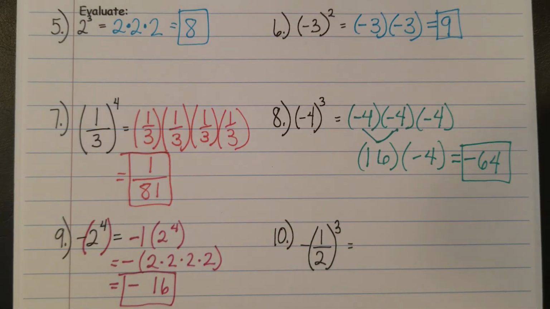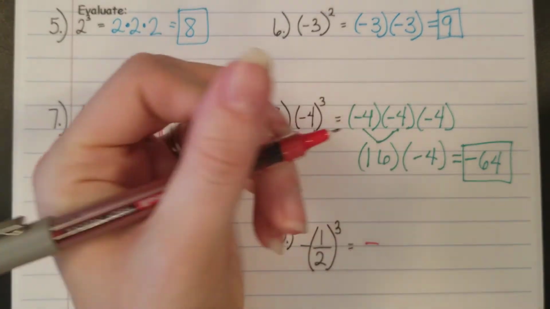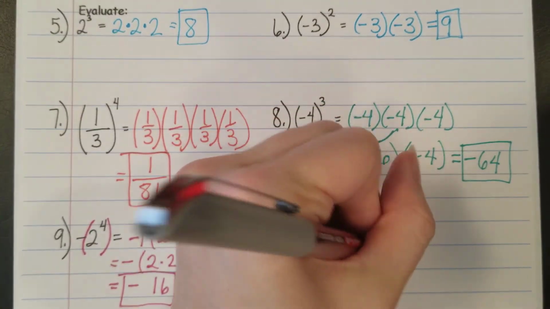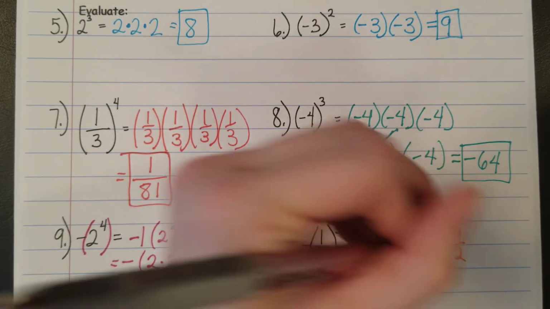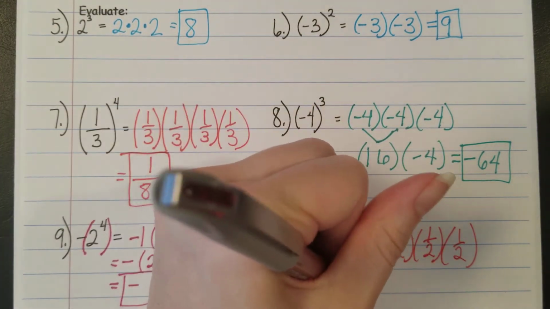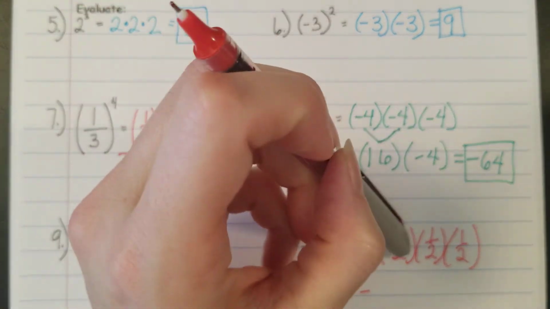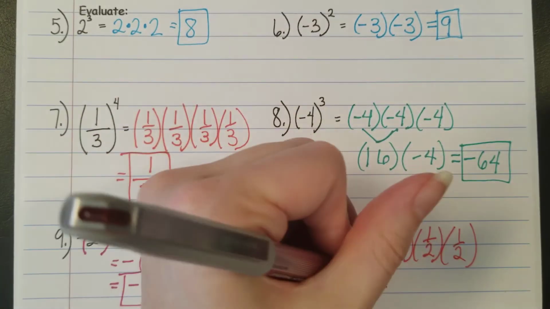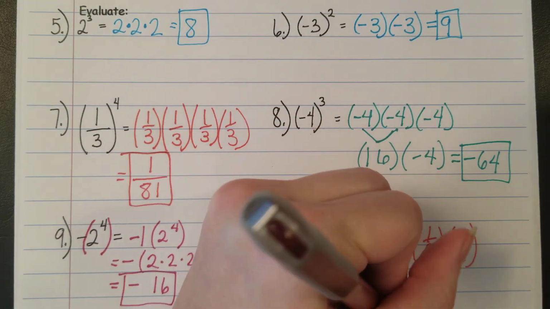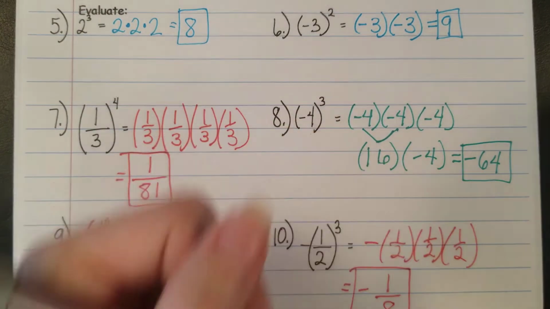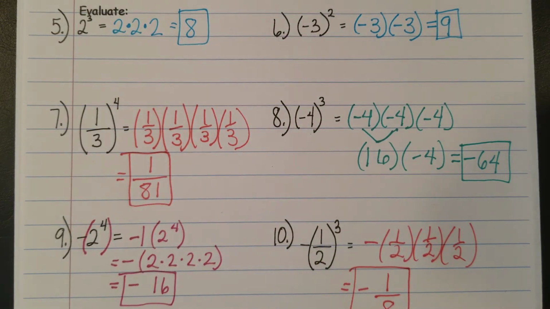So number 10, then clearly we have the negative sign out here, and then 1/2 is raised to the power of 3. So there's just, again, a single negative sign, and then 1/2 times 1/2 times 1/2. So bring down that negative sign, and then 1 times 1 times 1 is equal to 1, and then 2 times 2 is 4, 4 times 2 is 8. So -1/8 is the final answer on there.